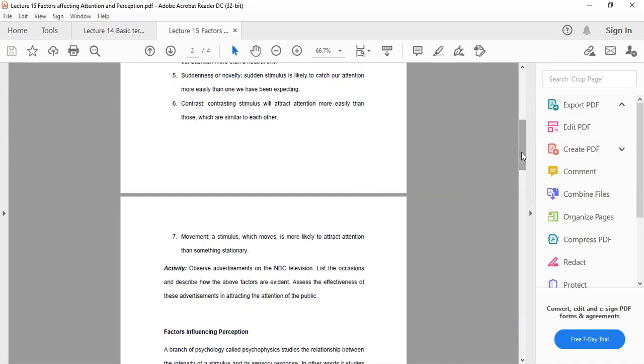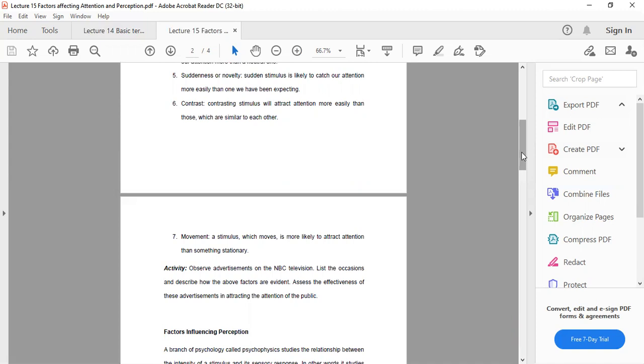Then contrast, which refers to contrasting stimuli that attract attention more easily than those which are similar to each other, things which don't go hand in hand. Let's say a very white man dating a very black woman, if they're walking together as a couple, they easily attract us more than another interracial couple. And then movement. A stimulus which moves is more likely to attract attention than something stationary, or vice versa. When things are moving, the one which is stationary can also attract attention more than things which are moving.